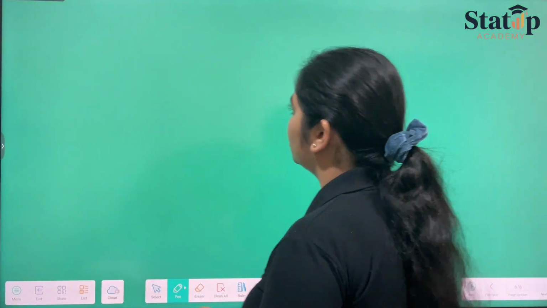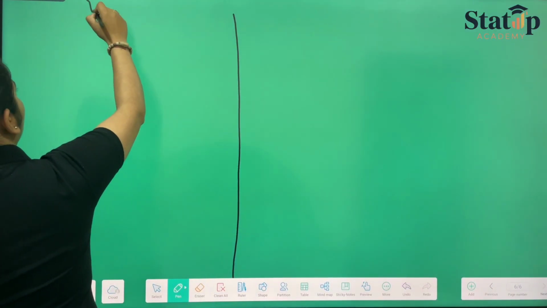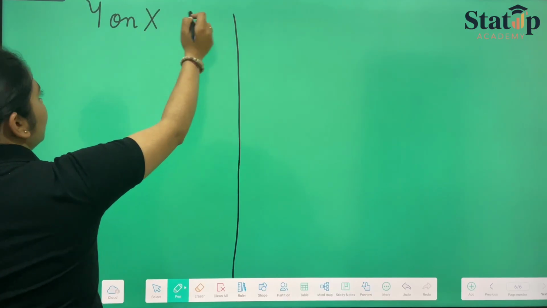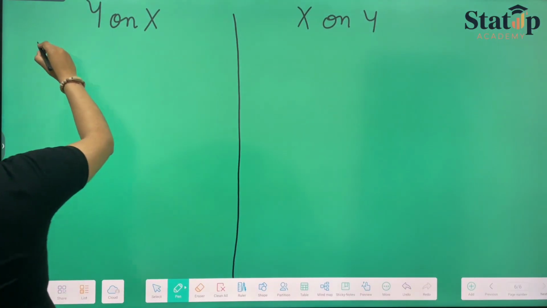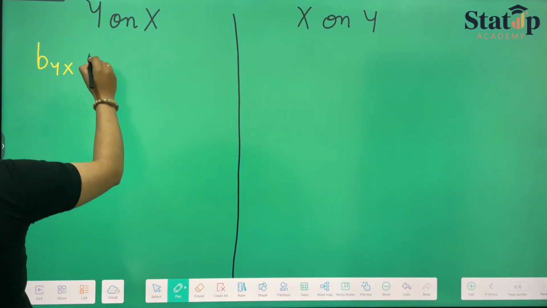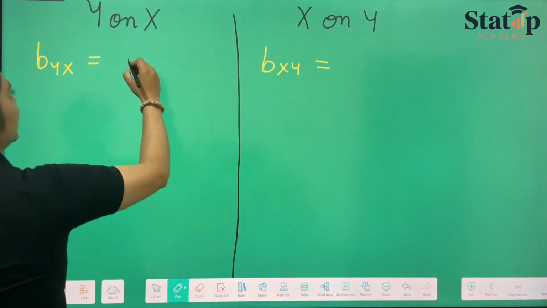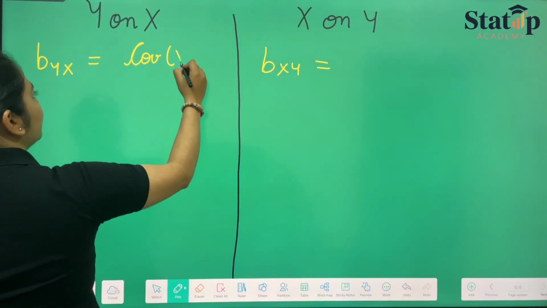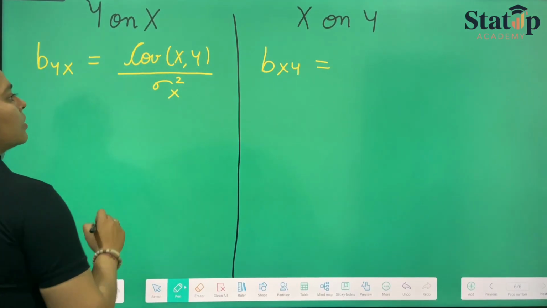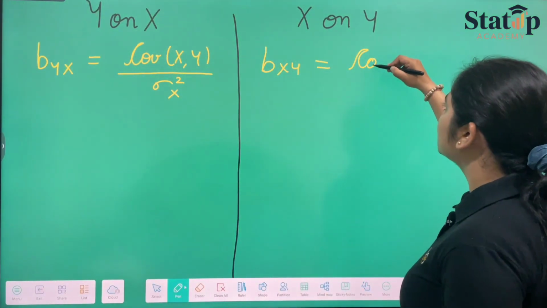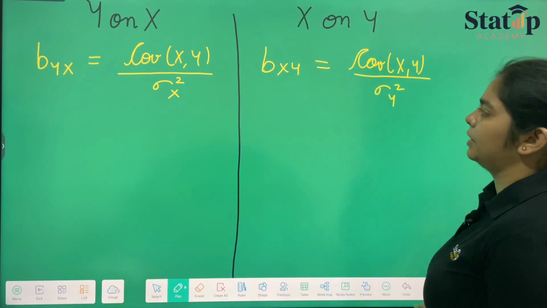So how do we define regression coefficient? First of all, we divide it into when y is regressed on x, and when x is regressed on y. This is represented by byx, and this is represented by bxy. So the formula for byx is covariance between x and y upon variance of x. Here, bxy will be covariance between x and y upon variance of y.